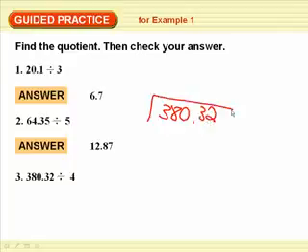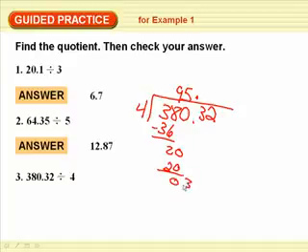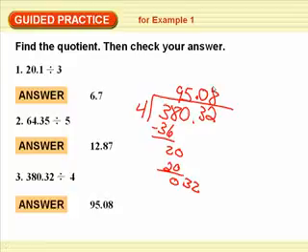380.32 divided by 4. Bring my decimal straight up. 4 goes into 38. Let's see, 8 9 times, which is 36. 4 goes into 25 times, which is 20 exact. Bring the 3 down. 4 doesn't go into 3, so you have to put a 0 above it. Then bring the 2 down, and it goes in there 8 times. So 95.08.